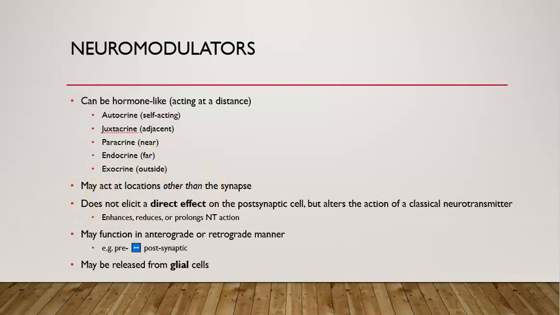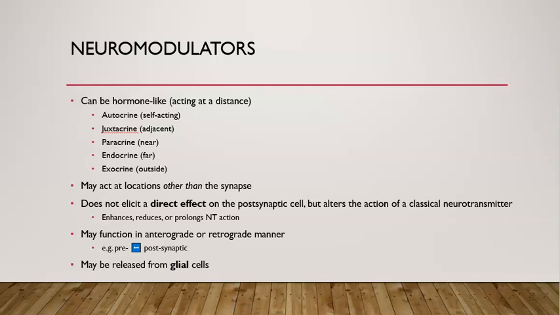So, a neuromodulator does not elicit direct effects on that postsynaptic cell, but it will alter the actions of a classic neurotransmitter. Okay, so it could enhance the neurotransmitter actions, it could reduce it, or prolong it. So sometimes these neuromodulators will actually act on the presynaptic cell, again, at someplace outside that synapse. It could be something that acts on an astrocyte, or it could act on the postsynaptic cell, but indirectly causing changes to the effects of the neurotransmitters.